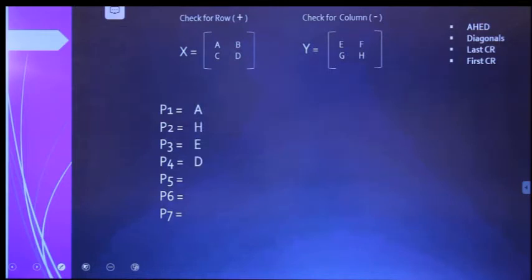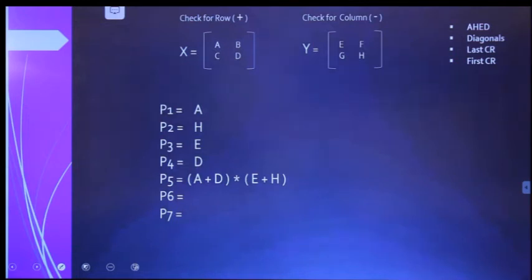Then we have diagonals. Here we present the diagonals of the matrices X and Y. We have diagonals AD, so we will write A plus D, and then we have diagonal EH, so we will write E plus H. Remember the order matters here, so you have to write A plus D into E plus H in P5.